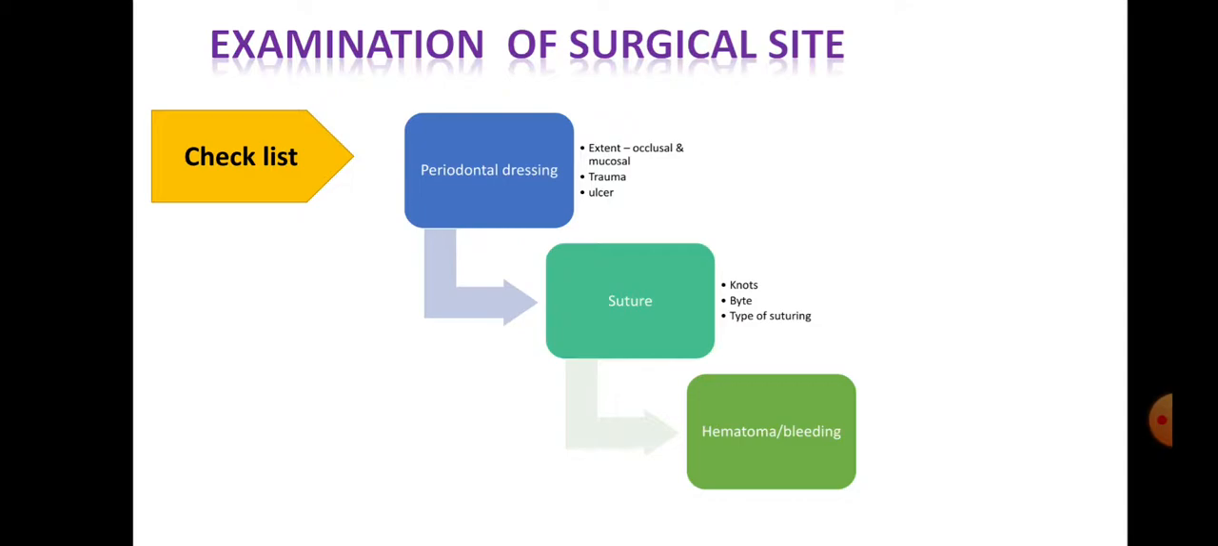So what is the checklist we have to look into? Periodontal dressing. So look at the occlusal and the mucosal extent of the periodontal dressing and for the presence of any traumatic ulcer. Then look into the sutures. Look at the knots, the bite and the type of suturing that has been done. Then check for any kind of hematoma or bleeding.